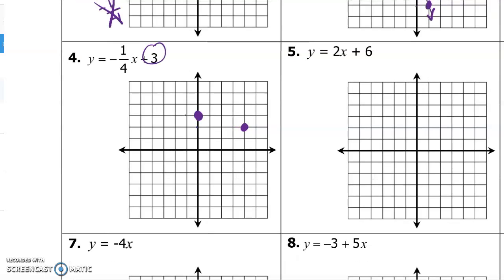We can also go up, which is our positive, which means we have to go left, which is negative. Again, make sure that when you connect your dots, you're going down from left to right since you have a negative slope.